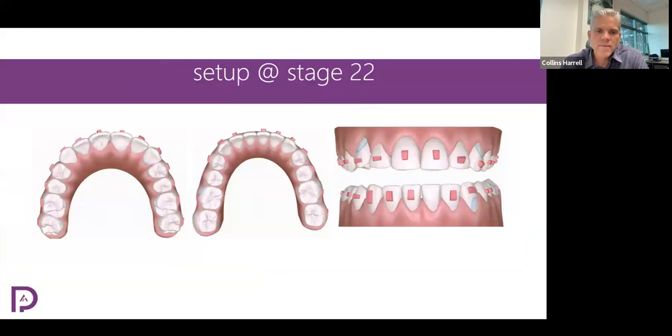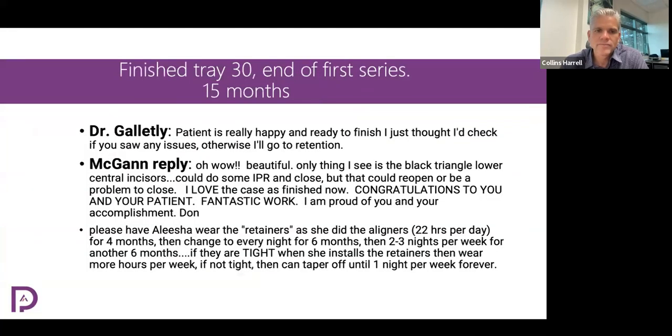Okay, so here's where we're at. Things are tracking well. Tray number 30, aligner number 30 comes along. So we're at the end of our first set of aligners at 15 months. And Dr. Galletti tells Dr. McGann, the patient is really happy and ready to finish. I just thought I'd check, see if you see any other issues. Otherwise, I'll go on to retention.